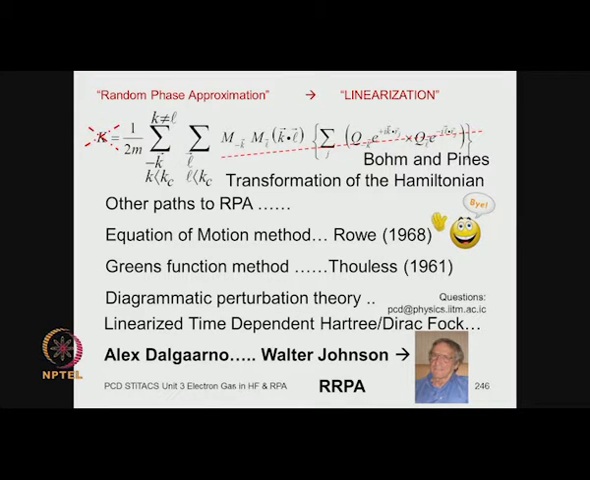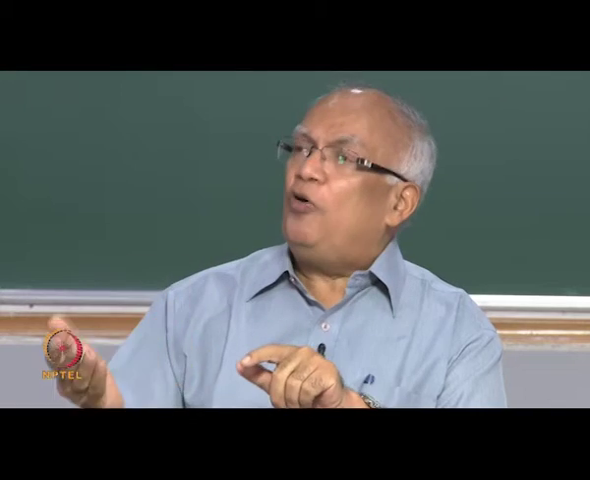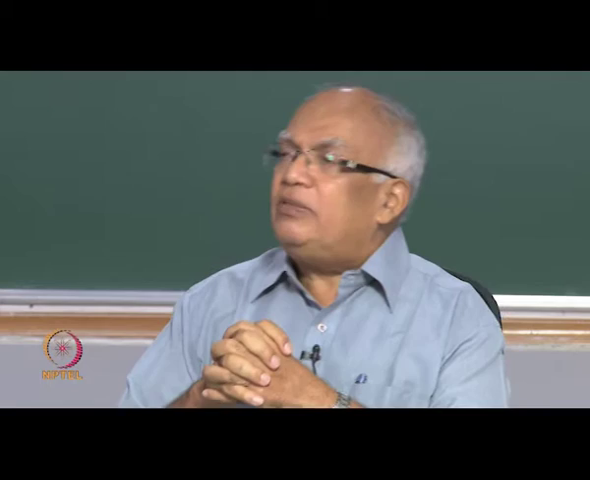So, this was done by Dalgarno and Victa, and a relativistic version was developed by Walter Johnson, which is the relativistic random phase approximation. So, this is an alternative way of doing a linearization approximation, which is also therefore called the random phase approximation, but the approach is different, and in this unit I discussed the Bohm-Pines method specifically because this method explains the term random phase approximation.